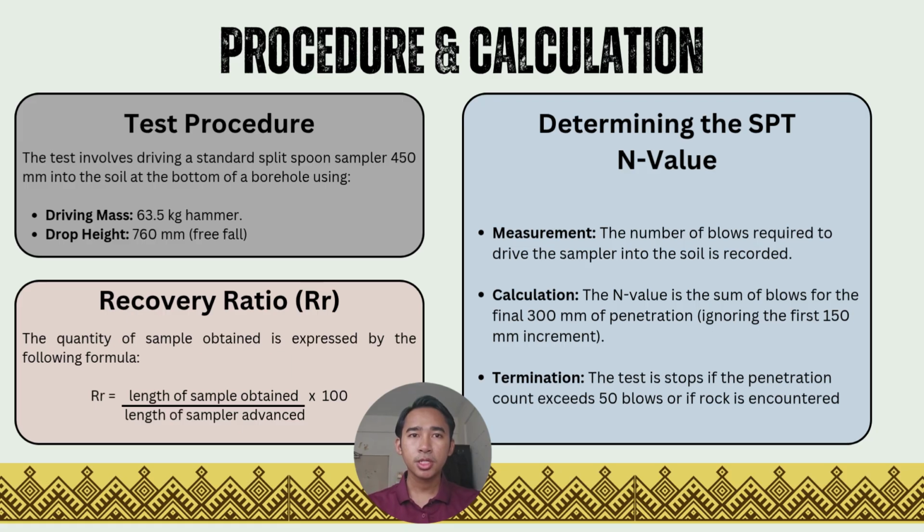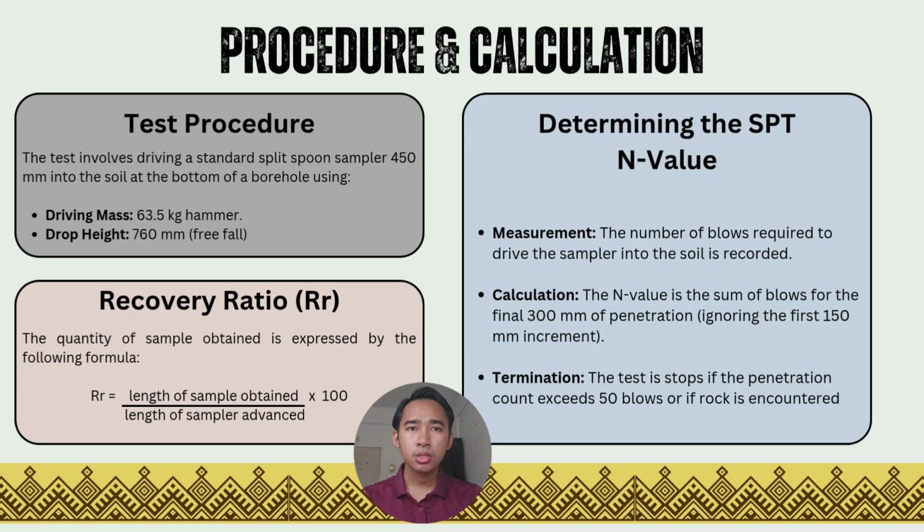The procedure is precise. We drive the sampler into the soil in 3 successive increments of 150 mm each, totaling 450 mm. The first 150 mm is called the seating drive and is ignored in the final count. The N value is calculated by summing the blows required for the final 300 mm of penetration. If we hit 50 blows before reaching the depth, or if we encounter rock, the test is terminated.